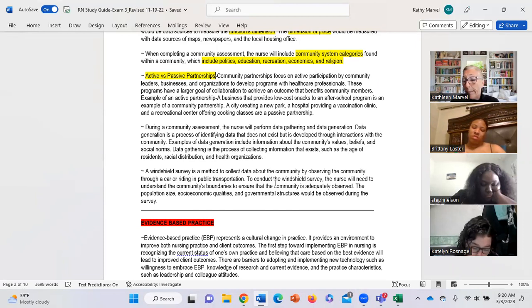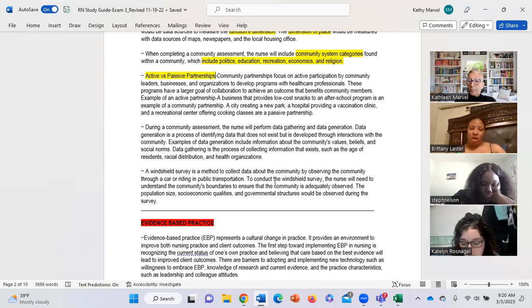Think about your own community. Are there lots of businesses and corporations, groups that contribute to the healthy functioning of your community? Sure, there are. So what's the difference between an active and a passive?